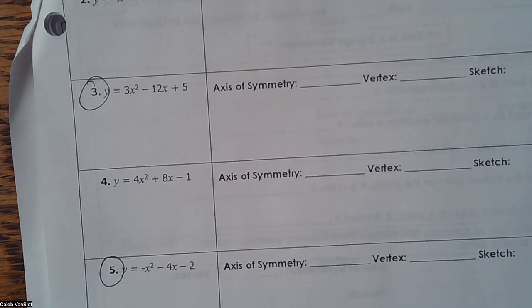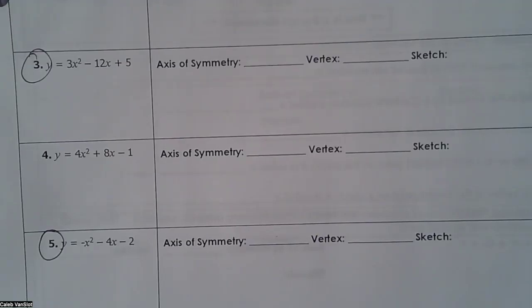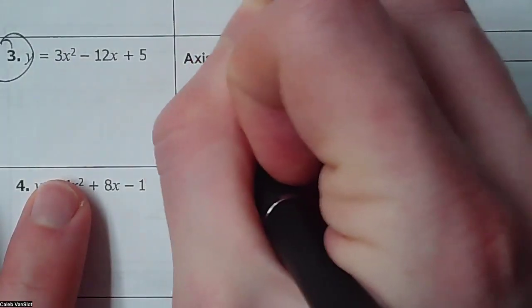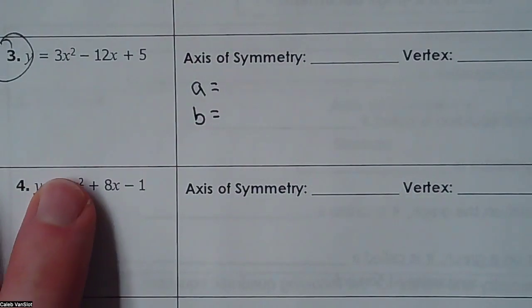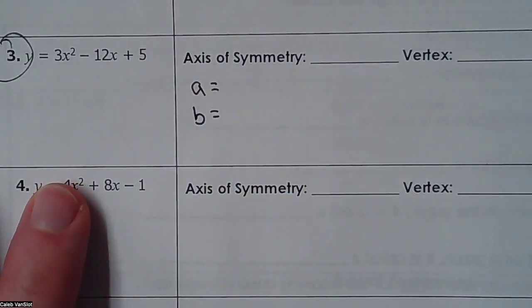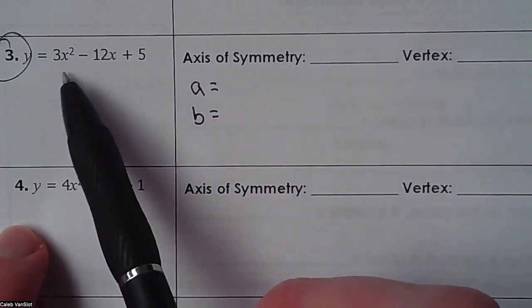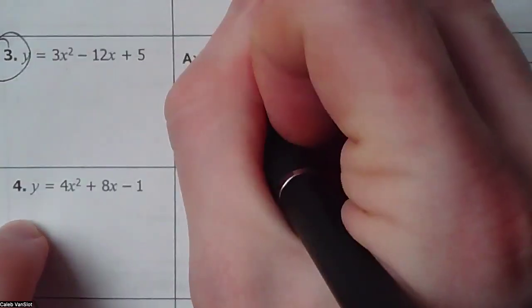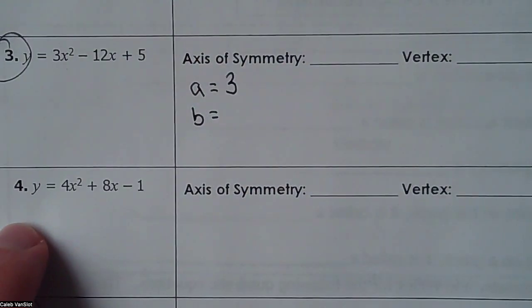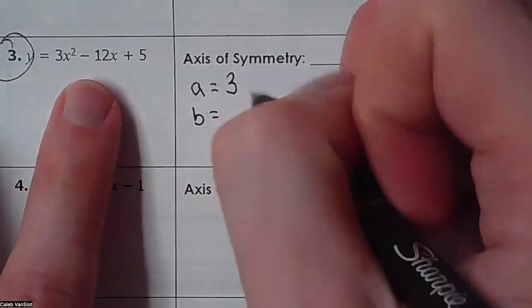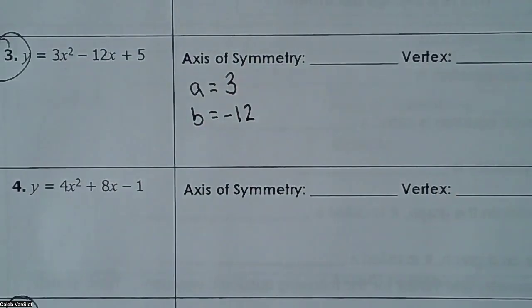Okay. So if we take a look at number 3 here, you guys, again, the best way to kind of go through this is to write out our A and B values. So what's our A? If we take a look at this standard form. So our A value is going to be what's in front of our x squared, right? So A is going to be 3. And then our B value is going to be that middle term. It's going to be a negative 12.